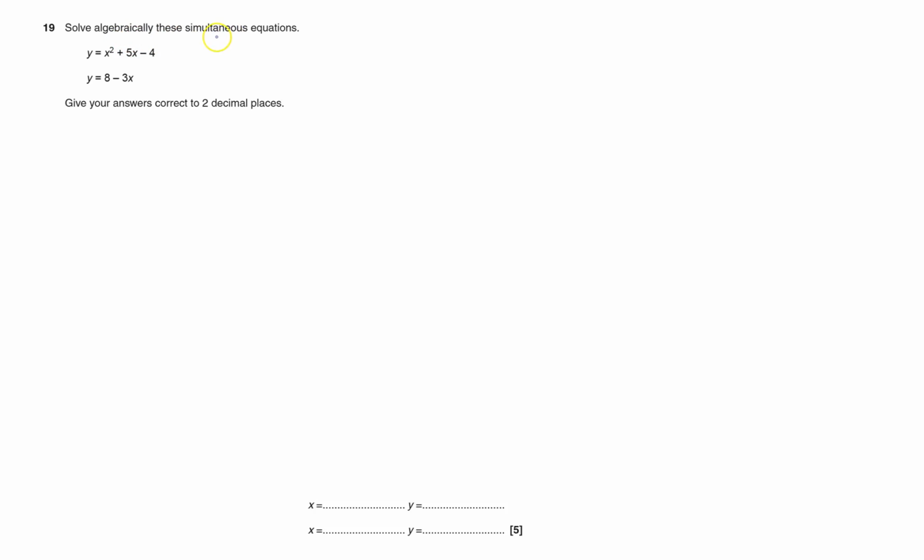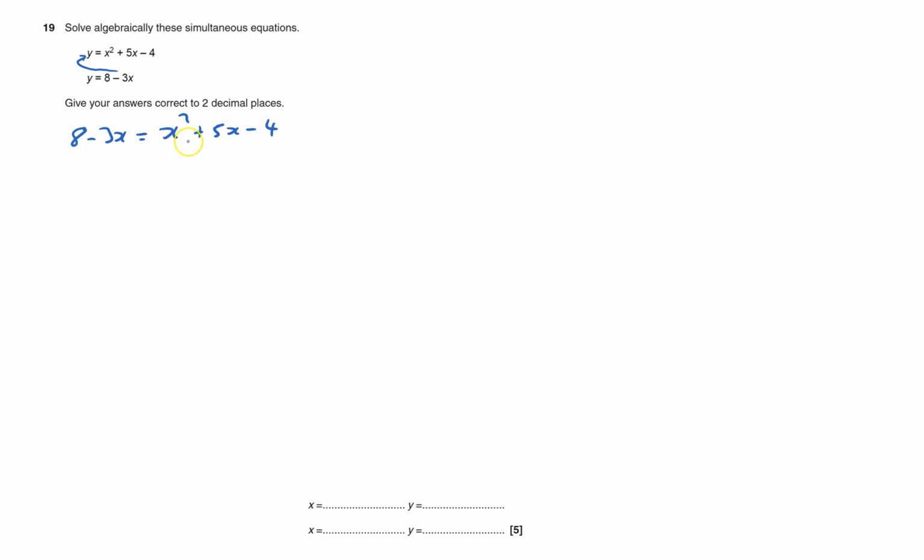Got to solve algebraically these simultaneous equations. I've got a quadratic, y equals x squared, here, and it can only be done by substitution. So I'm going to take my y equals and sub 8 minus 3x into here, and that'll give me 8 minus 3x equals x squared plus 5x minus 4.